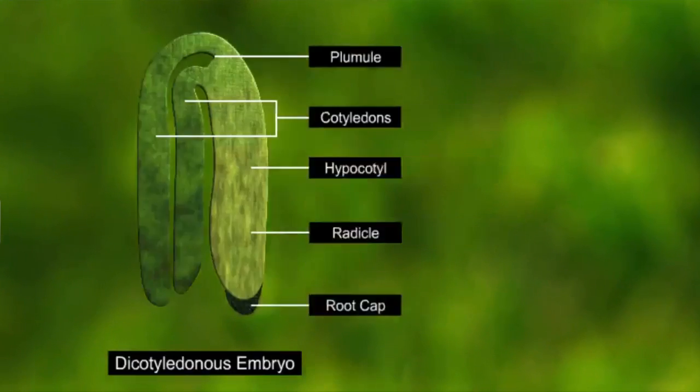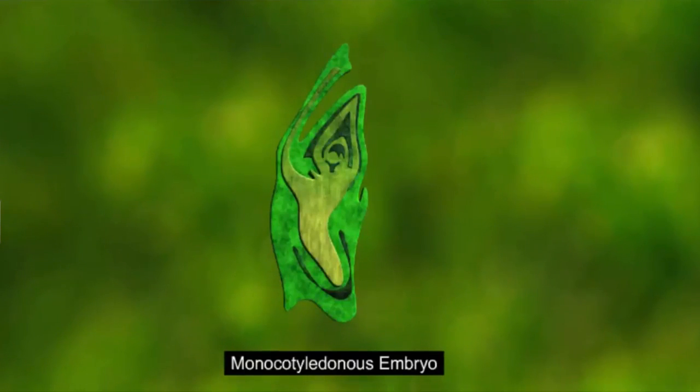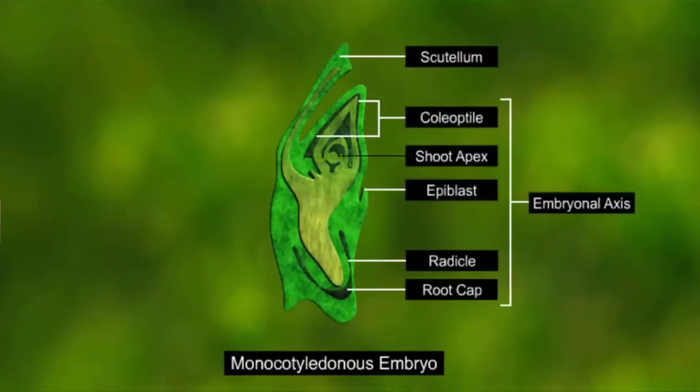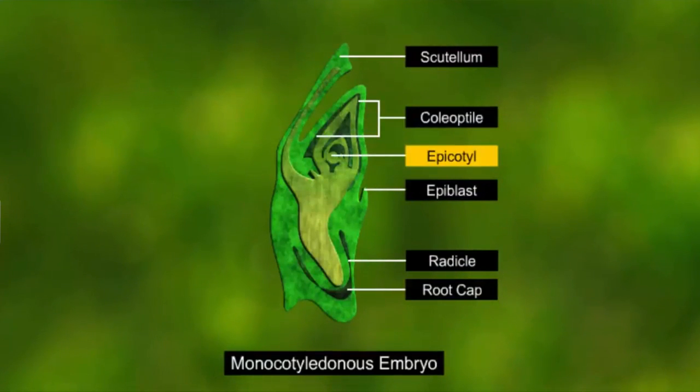On the other hand, a monocotyledonous embryo, commonly found in the grass family, has only one cotyledon called a scutellum, situated towards the lateral side of the embryonal axis. The upper portion of this axis, known as the epicotyl, lies above the attachment of the scutellum.